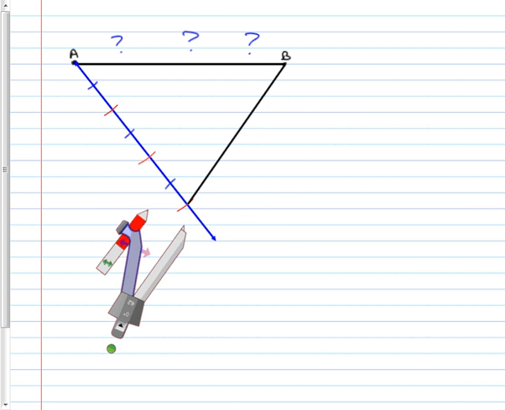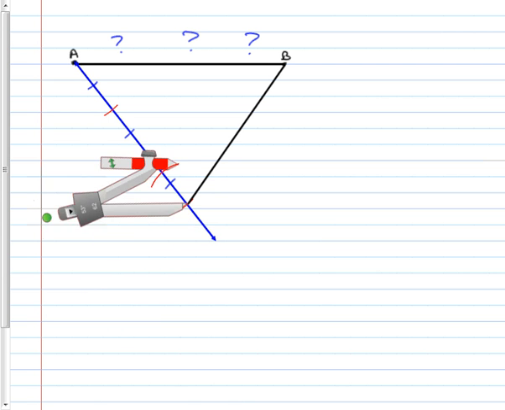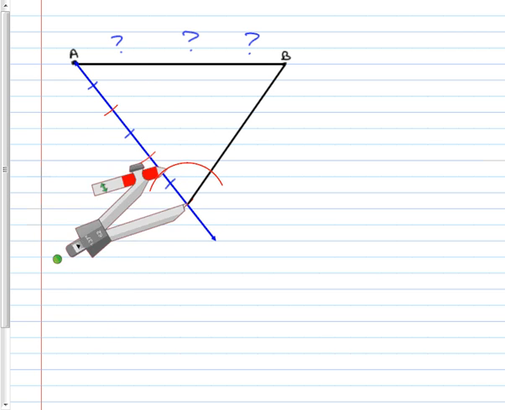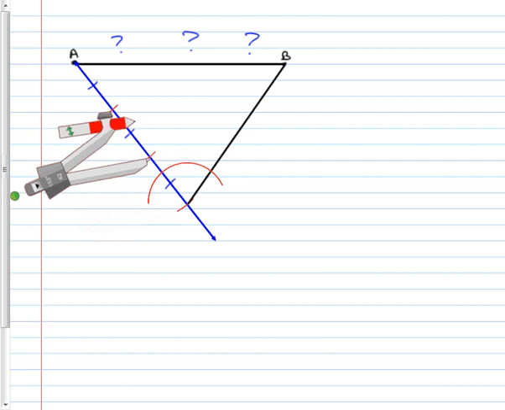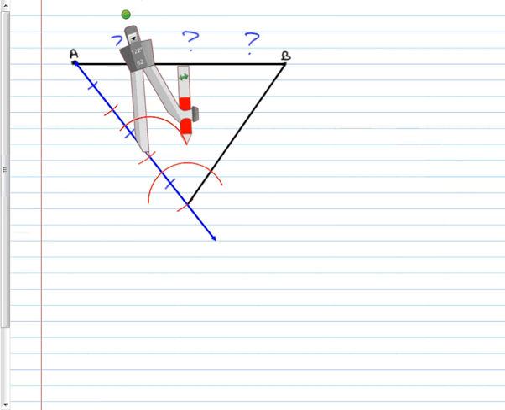Take your compass, and again, open it to a size that's not too small. I'm going to put my point of the compass right where it's going to be the vertex of one of the angles I'm trying to copy, and make an arc. Make sure your compass doesn't change sizes now. Now I'm going to move it up to what's going to be the vertex of where I want a new angle that's the same size. Make that arc again.